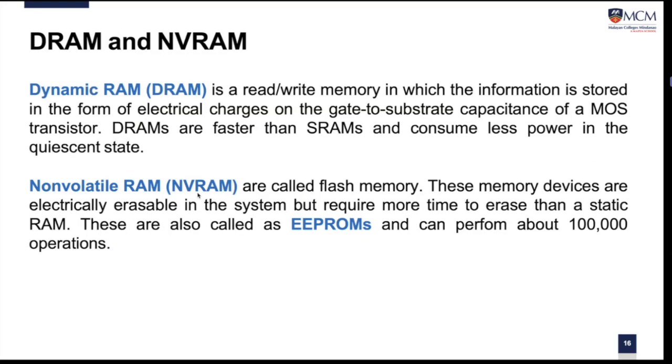Next, we have DRAM and NVRAM. Dynamic RAM is a read or write memory in which the information is stored in the form of electrical charges on a gate-to-substrate capacitance of MOS transistors. DRAMs are faster than the SRAMs and consume less power in a quiescent state. Non-volatile RAM or NVRAM are called flash memories. These memory devices are electrically erasable in the system, but it requires more time to erase.